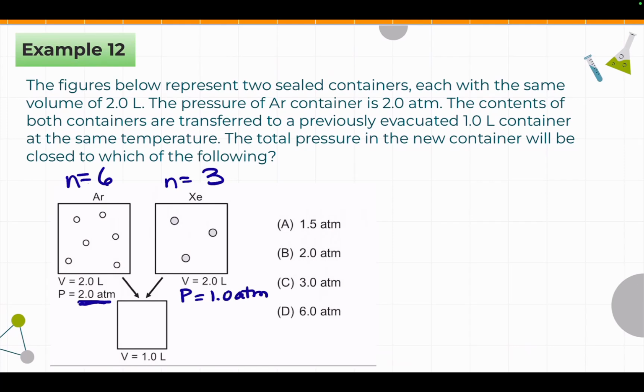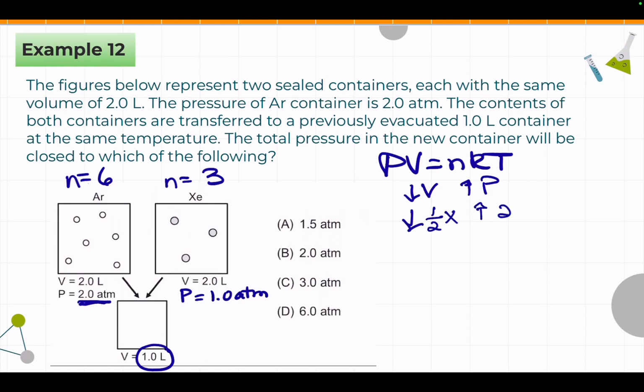So now I know PV is nRT, right? And I know that I am going to decrease the volume, which is going to increase the pressure. I am decreasing the volume to 1 liter compared to 2 liters. So my volume is going to go down by 1/2, so my pressure should go up by 2 times. I also know that my moles are increasing, so my pressure will also increase because of that.